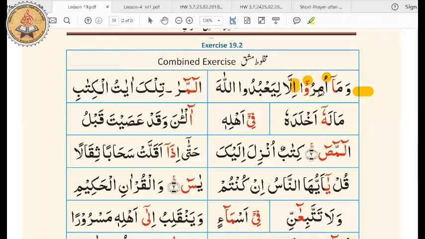Umuru. So this is kasra. Umiru. Next. Illa. Liya. Well done. Liya'budullaha. Liya abuduwaha. So for the practice sake only, we are just breaking the words and practicing.